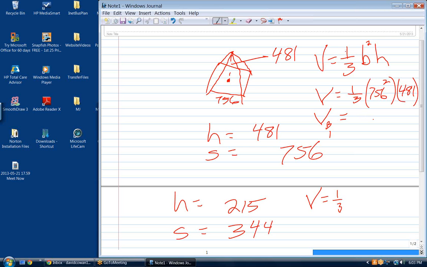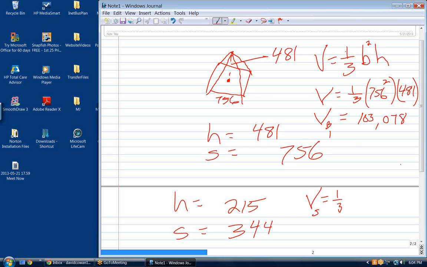The volume for the first one would be... I got like 103,078 cubic feet. Okay. Now let's figure out the volume of the second one, the smaller one. Actually, how would you figure out the volume on the first one on a calculator? Because you could do it directly. You could do 756 squared times 481 divided by 3.